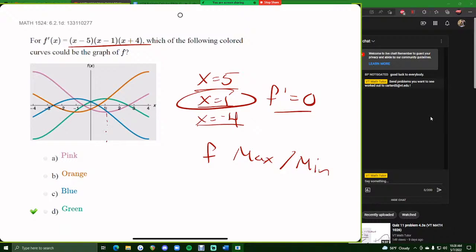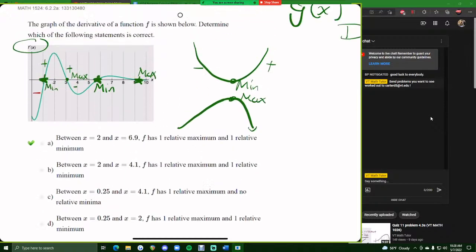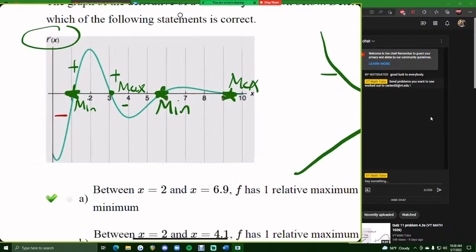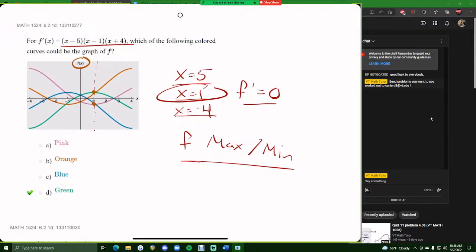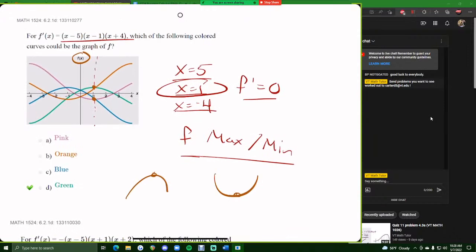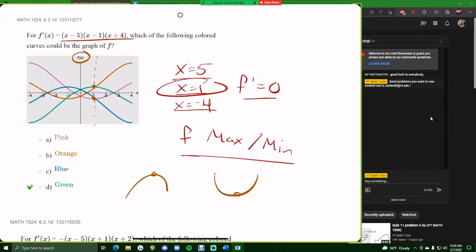When we look at x equals 1, we're looking for the 2 colors that have either a max or a min at x equals 1. So looks like green has a max and pink has a min. Again, we are looking at f now, as opposed to this one where we were looking at f prime. When you have f prime, the x-intercepts are where f has maxes or mins. When you're looking at f, maxes and mins literally mean high points or low points. All right, so x equals 1 has maxes and mins for green and pink, so we can eliminate blue and orange.